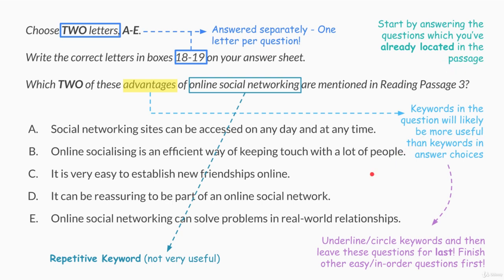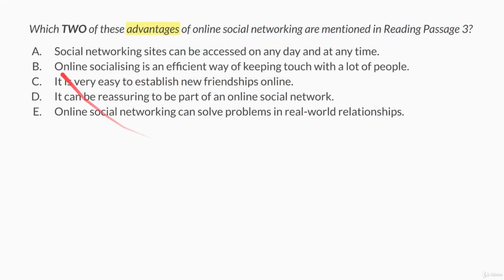Okay, now let's go ahead and start to answer this question. So here is the question. It says, which 2 of these advantages of online social networking are mentioned in reading passage 3? So once you have marked this keyword from the question, you're going to do the easy questions first. And what I would do is while I am looking for the answers to the easy questions, I'm going to be on the lookout for any language that talks about some kind of an advantage or a benefit.